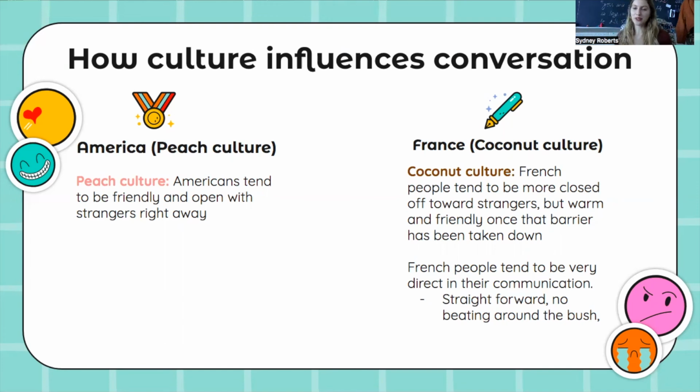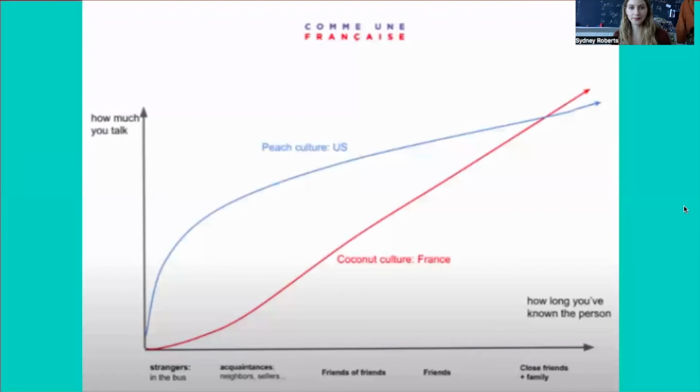So French people tend to be also very direct in their communication, very straightforward, no beating around the bush, which is something that's very common in Americans' peach culture because we're soft and squishy on the outside and on the inside. So we're sensitive, prone to bruising. And so we're very careful about how we phrase things to one another. Whereas in France, not as touchy, they've got that hard outer shell, or they can take it. So they tend to be more direct in their speaking.